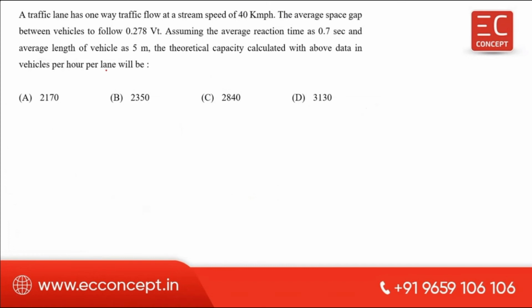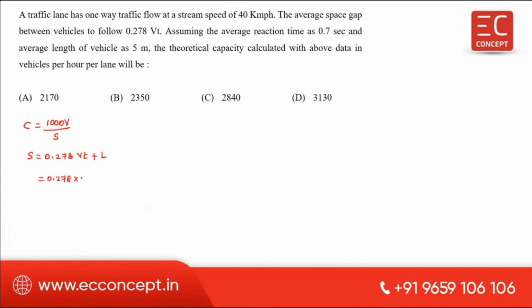Then we are going to see a traffic lane has one-way traffic flow at a stream speed of 40 kmph. The average space gap between vehicles to follow 0.278 Vt. Assuming the average reaction time as 0.7 seconds and average length of vehicle as 5 meter. So the theoretical capacity is equal to 1000 V divided by S. Now S is equal to, we know that 0.278 into Vt plus length of the vehicle.